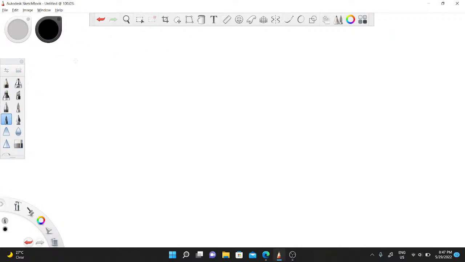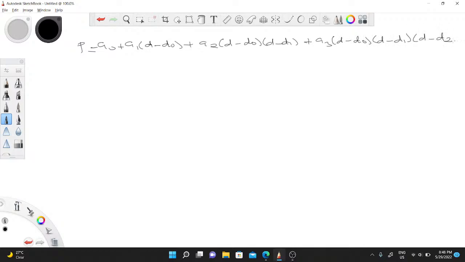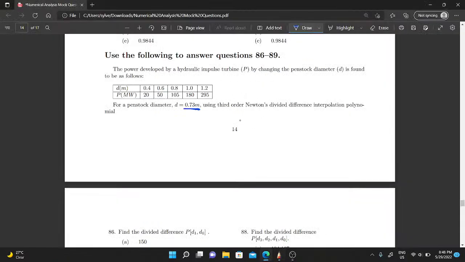we have our P to be equal to a0 plus a1 (D minus D0) plus a2 (D minus D0)(D minus D1) plus a3 (D minus D0)(D minus D1)(D minus D2). This is your general equation for your third order Newton's divided difference interpolation.